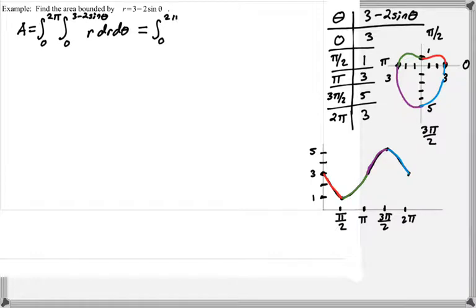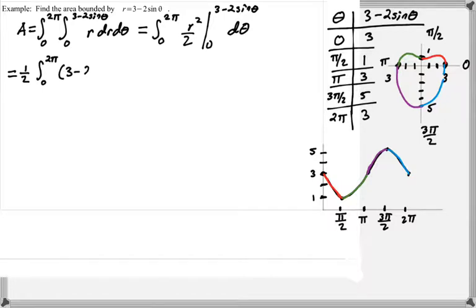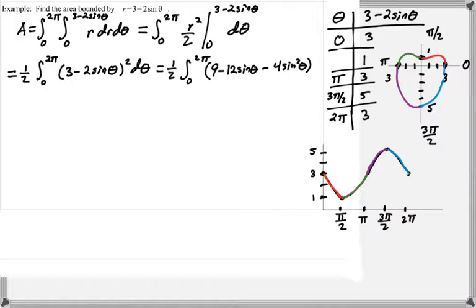So it's the integral from 0 to 2 pi of r squared over 2, evaluated from 0 to 3 minus 2 sine of theta, d theta. So we can slide the factor of 1/2 out. So we have the integral from 0 to 2 pi of (3 minus 2 sine of theta) quantity squared d theta. So it's going to give us 1/2 integral from 0 to 2 pi of 9 minus 12 sine of theta minus 4 sine squared of theta d theta.